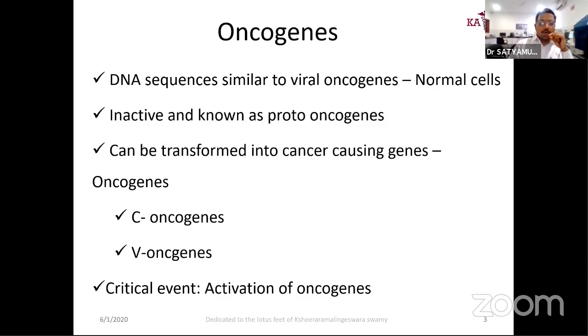Coming to oncogenes. Oncogenes are sequences of DNA in the human genome, similar to viral oncogenes, and they are absolutely normal and present in many human cells. They are actually inactive and known as proto-oncogenes. They can be transformed into cancer-causing genes only by activation. They are not harmful unless they are activated. There are C oncogenes and V oncogenes. C oncogenes refer to cellular oncogenes, and V oncogenes are viral oncogenes. The critical event is activation of oncogenes.